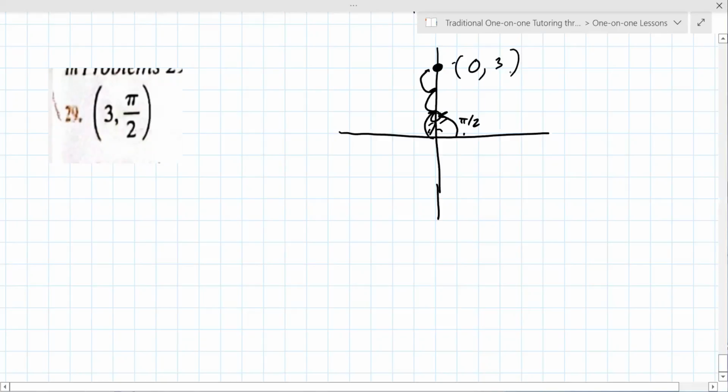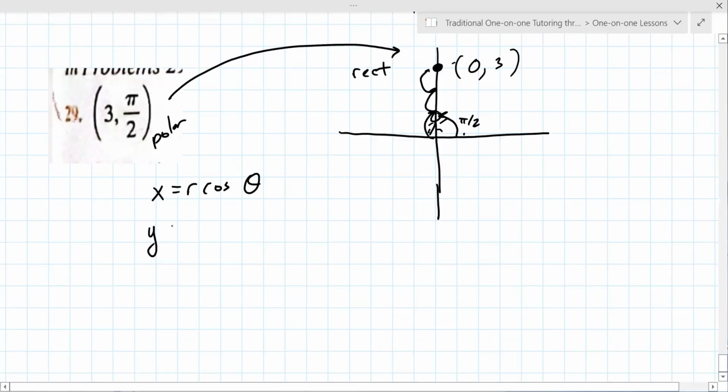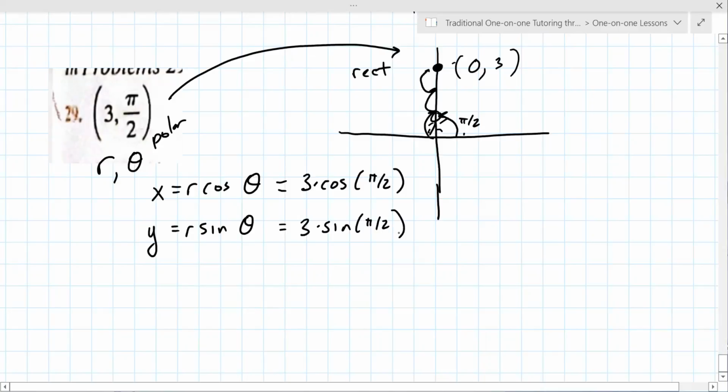Now the question is, how do you go from polar to rectangular? And the answer is those equations that I wrote out. X equals R cosine theta, Y equals R sine theta. Do you have R and do you have theta? Yes. So your X becomes 3 times cosine pi over 2. Your Y is 3 times sine pi over 2. This is yet another reason why you've got to know your unit circle. You've got to be able to evaluate the cosine of pi over 2 and the sine of pi over 2.